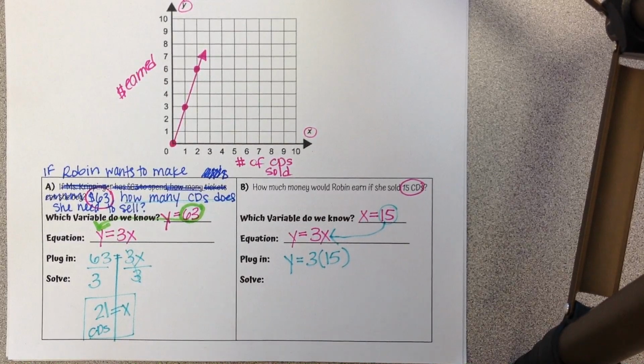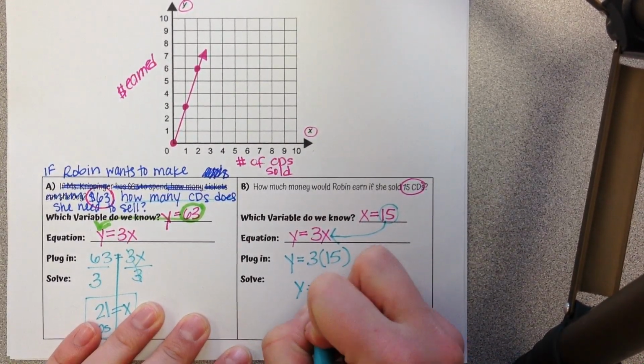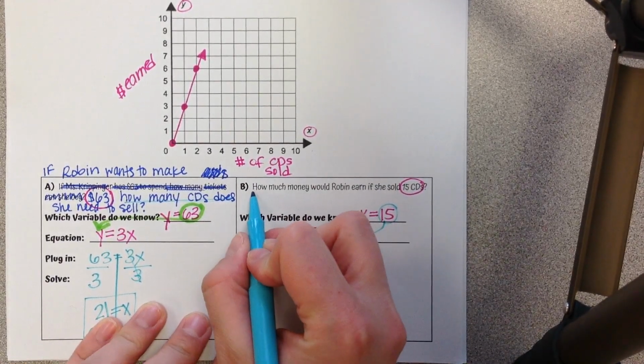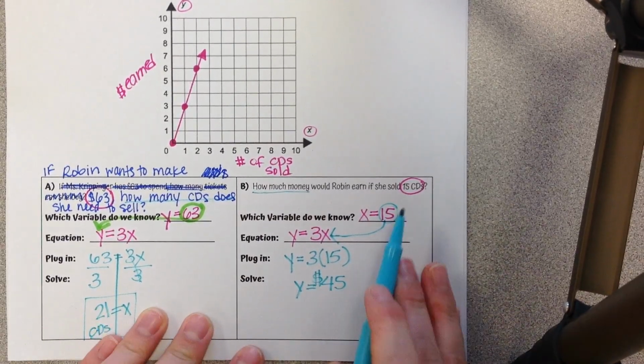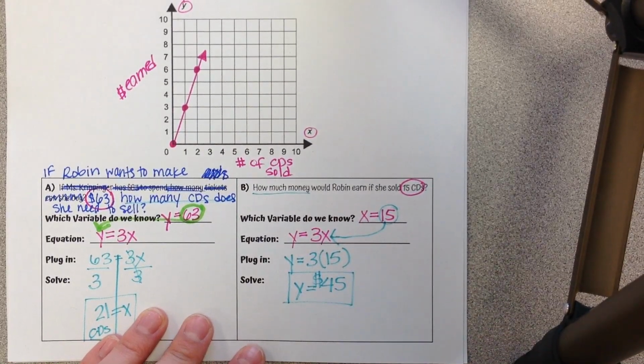So I'm going to write this as y equals 3 times 15 instead of x. If I plug that into my calculator, I will get y equals 45. And again, this is a word problem. It's asking how much money. So the answer should be $45. If she sold 15 CDs, she would make $45.